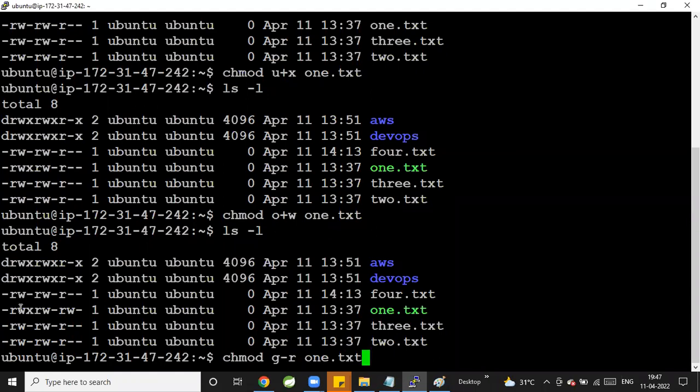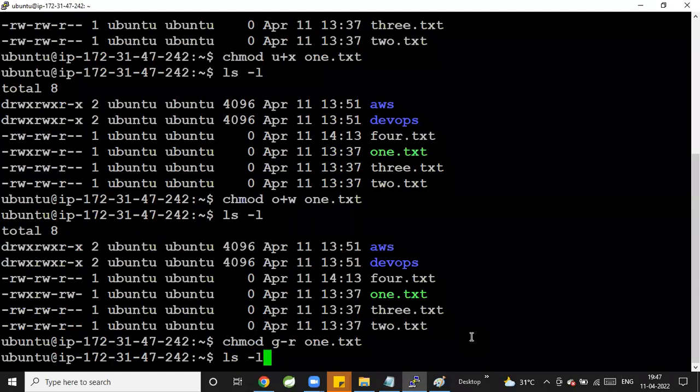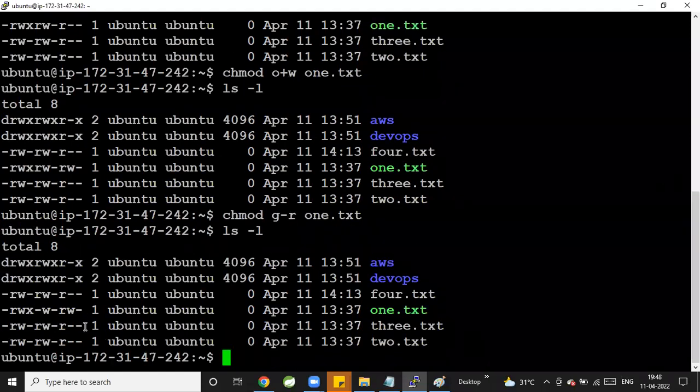Before executing this command, can you see what permissions the group is having? Read and write are available for the group. Now I am executing chmod g-r 1.txt, then ls -l. Now can you see what permissions the group is having? Only write permission is there. The read is gone. We have removed read permission for the group on that file.